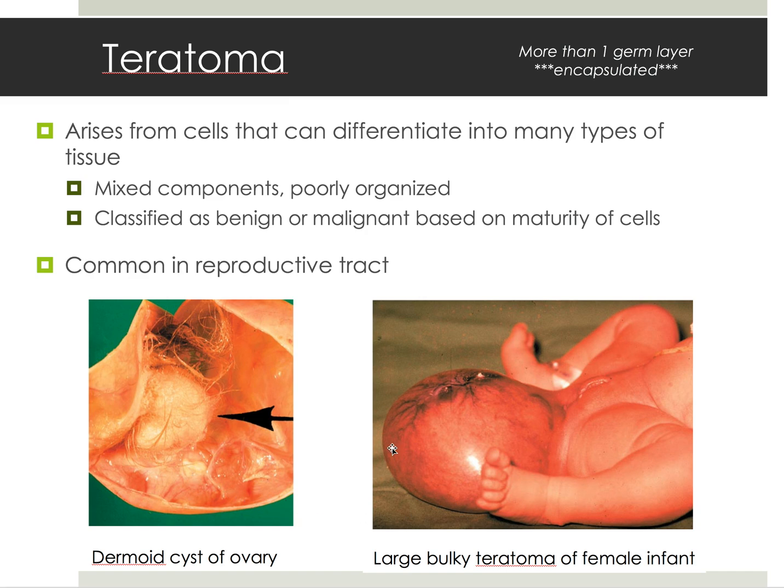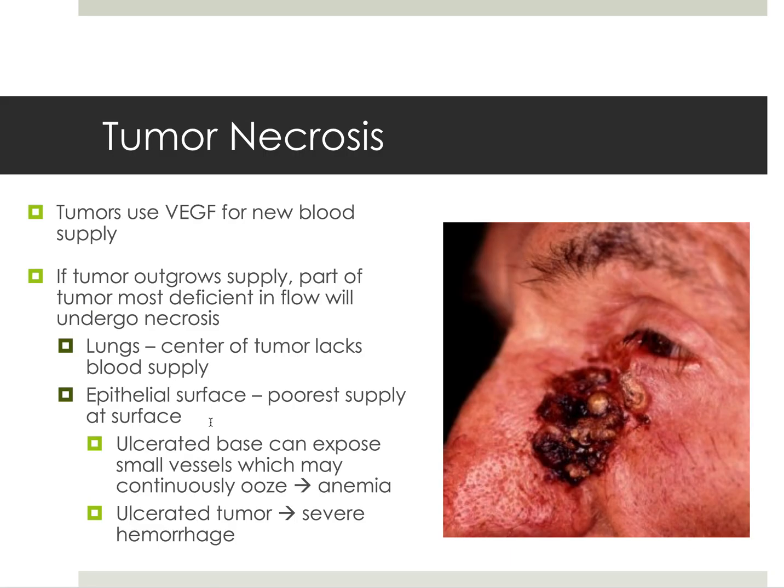This is a very large, bulky teratoma of the female infant. And again, because it's reproductive tract related, these would be the areas that you would expect to find these. So inside of these would be multiple different types of cells. Very commonly, you'll see bones, hair, and other tissues like GI tissue can be present in there. And that's the pathologist's job. Isn't that fun? You get to cut them open and do a gross examination.